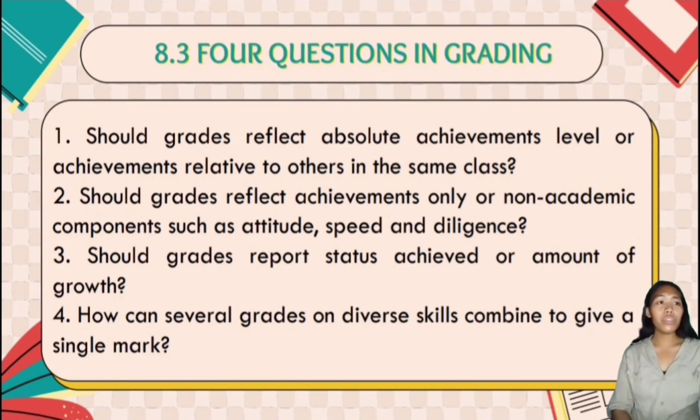Number 1, should grades reflect absolute achievement level or achievement relative to others in the same class? Number 2, should grades reflect achievement only or non-academic components such as attitude, speed, and diligence? Number 3, should grades report status achieved or amount of growth? Number 4, how can several grades on diverse skills combine to give a single mark?